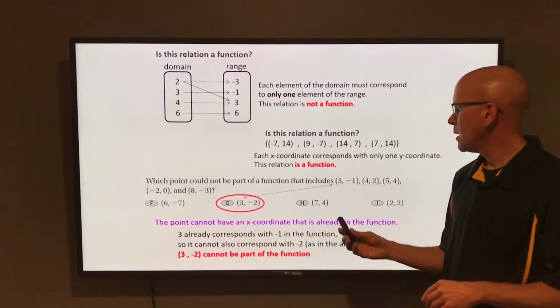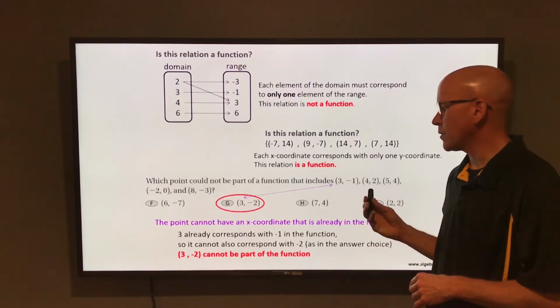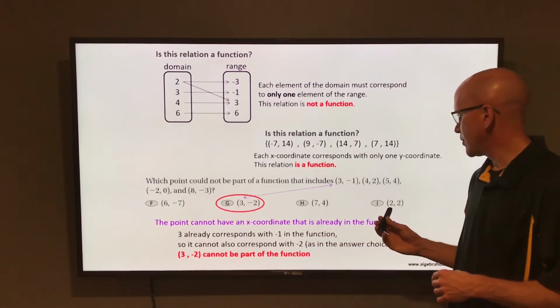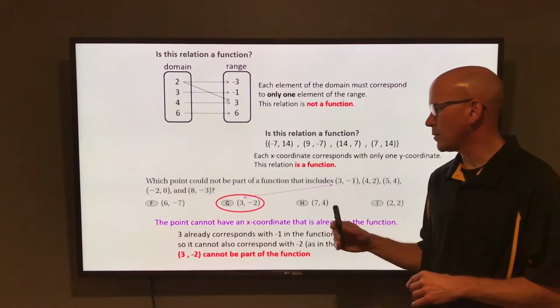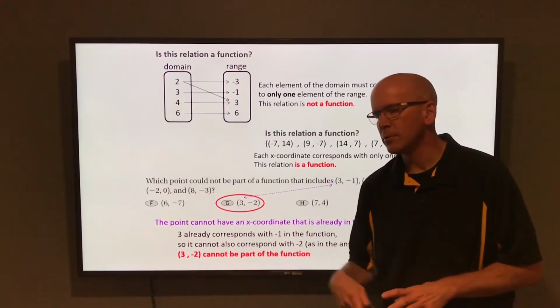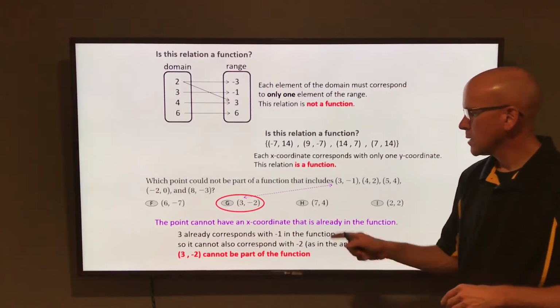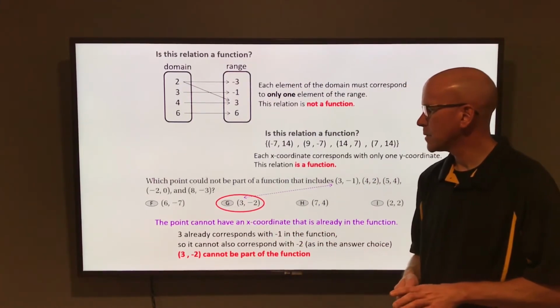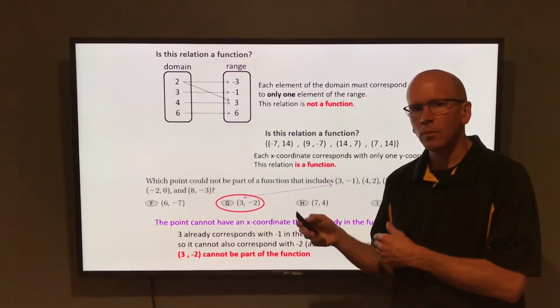So that (3, -2) would throw that off, and it would not be part of a function with those other points. The (7, 4) would be fine because there is no other x value at 7. And the (2, 2) would be fine because there is no other x value that is 2. Got a -2, but not a +2. So (3, -2) would not be part of a function with those other points.